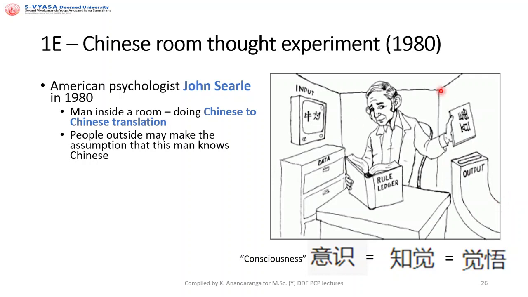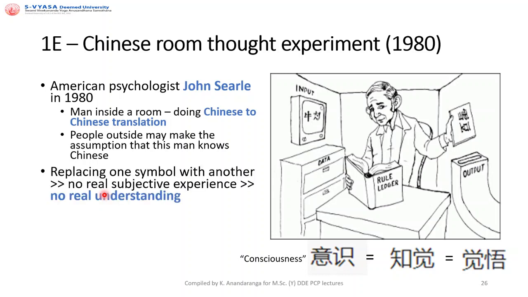Let's say this person has been at this job for quite a while. This American doesn't understand a word in Chinese, but whenever he sees a certain word come in, he knows which page number to look for and he becomes quite good at it. But the person outside doesn't know that this man actually is ignorant of Chinese. He would assume that this man knows Chinese just because he is able to give a word to word translation. At the end of the day, this man in the center, all he does is just replacing one symbol with another symbol. He has no subjective experience of the word that dropped in.